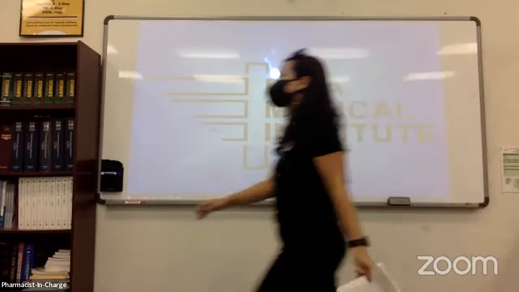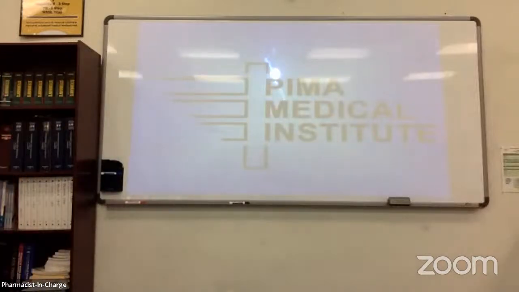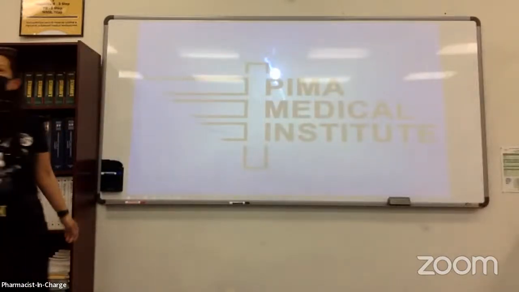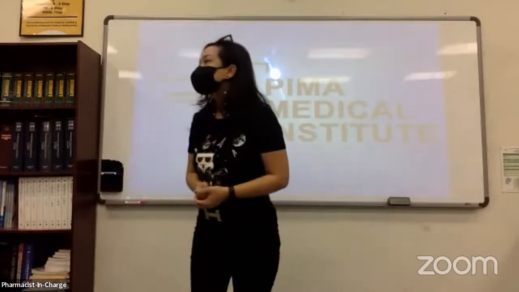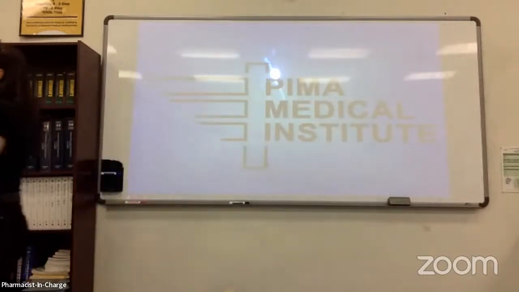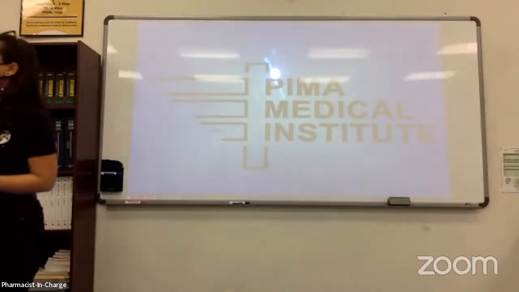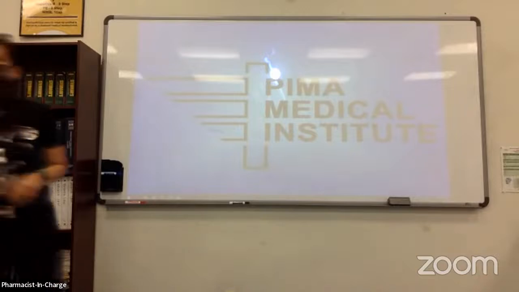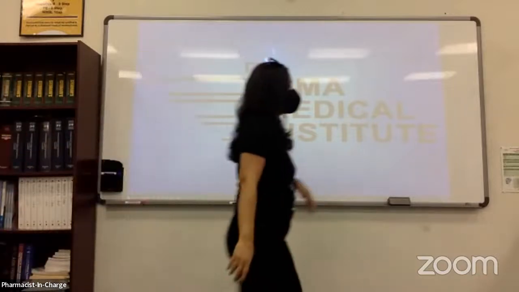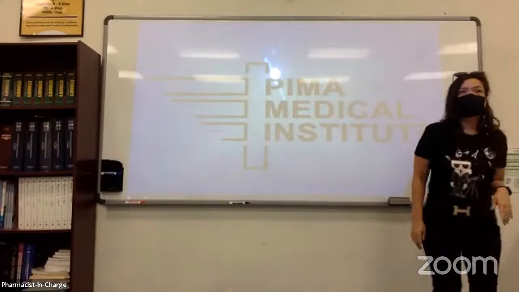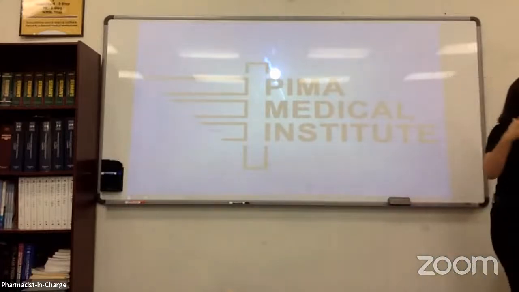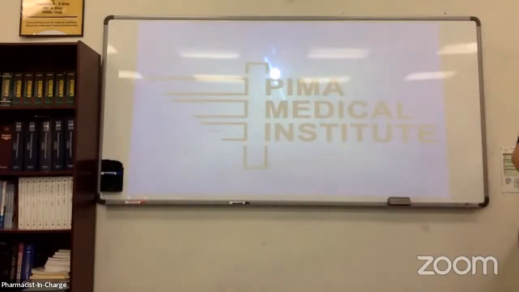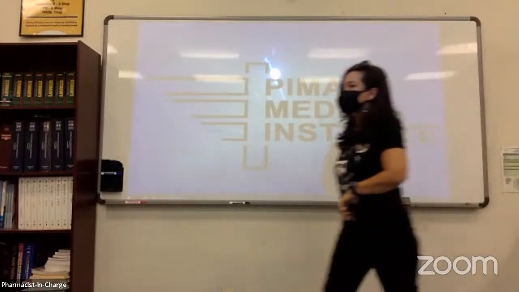What's one of the first laws enacted? Federal Food and Drug Act. When was this enacted? 1906. What does it contain? What is it talking about? Truthful information. The information on a drug, the product, has to be truthful. That's the most important thing in there, right?